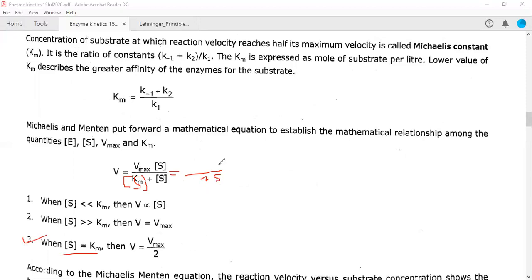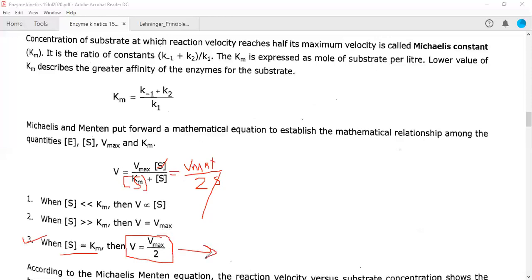Hope this is clear. If not, I'm trying to write it again. So this will become 2S, and this will become V maximum into substrate concentration. So you can cancel the substrate concentration by substrate concentration, so that you will only have V maximum in your hand. So this will be cancelled out by this, and you will have V maximum divided by 2. So you will have half maximal velocity.